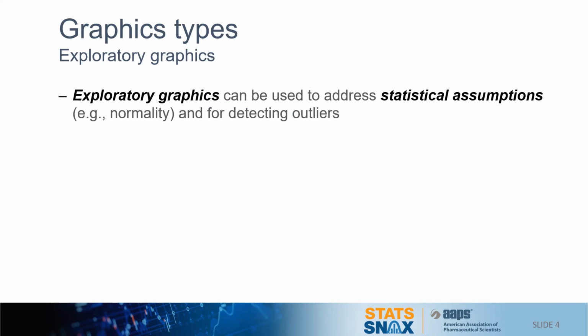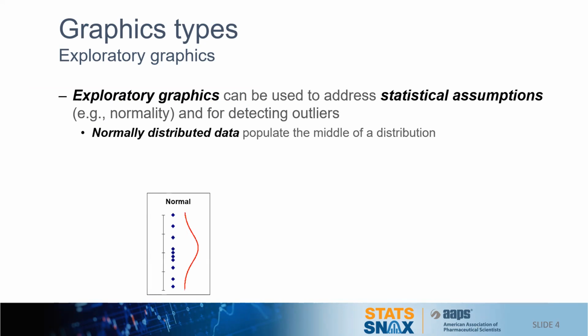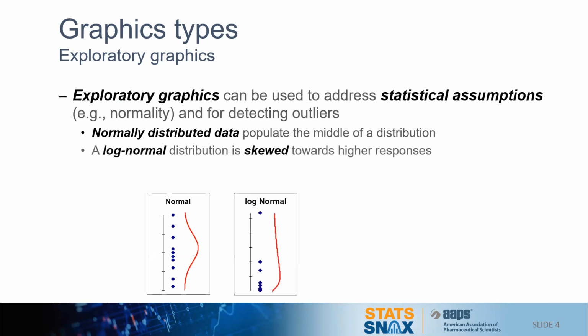Let's start with a category of graphics called exploratory graphics, which are used to address statistical assumptions such as normality of the data and for detecting outliers. Now, what most statistical methods require is that the underlying data be normally distributed, which means that most of the data populate the middle of a distribution. They're condensed into the middle levels of a response variable.